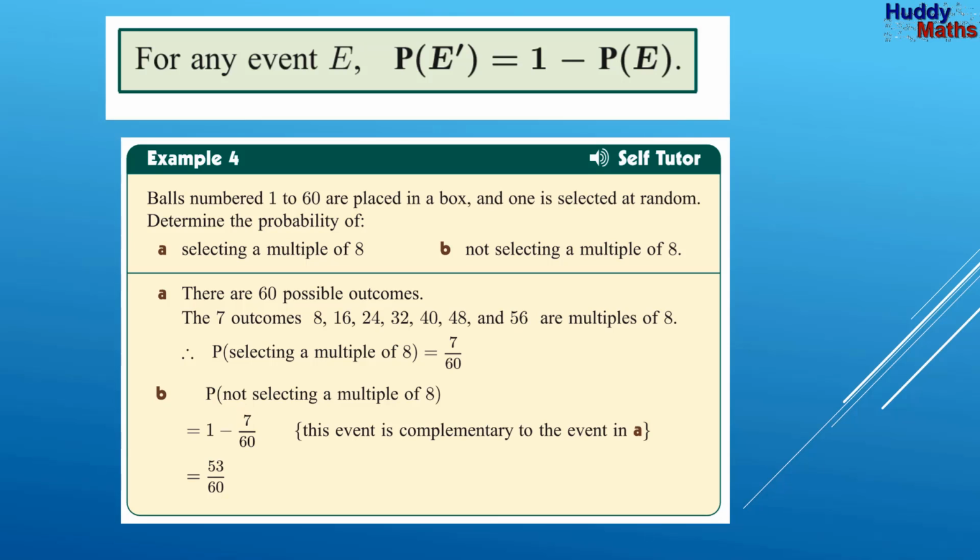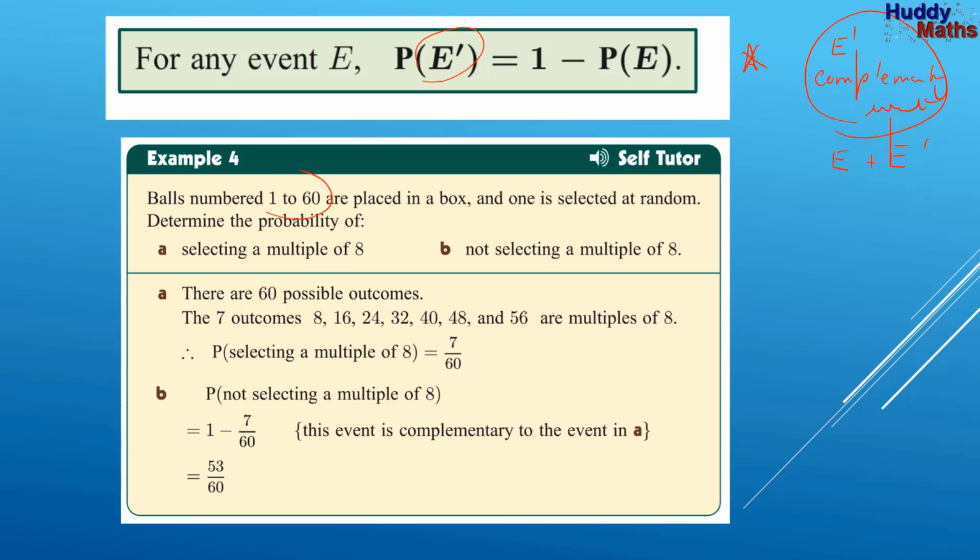Okay, let's have a look. If you have an event, the probability of not that event, E dashed, the complementary event, the rest that aren't in E, is 1 minus the probability of E, because between E and E dash, you've got everything. All right, let's have a look at it in action now.